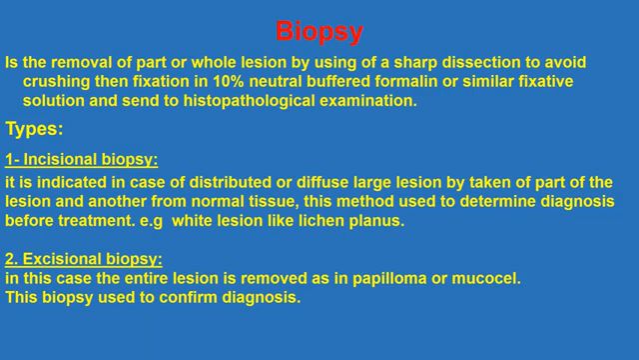Types of biopsy. Number 1, incisional biopsy. This type of biopsy is used usually when there is a huge lesion or widely distributed lesion, so we take part of the lesion and another part from normal tissue. So this method is used to determine diagnosis before treatment. It is usually used in case of white lesions, like lichen planus or leukoplakia.